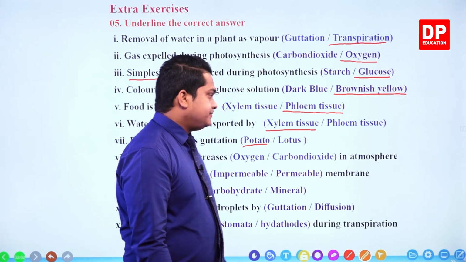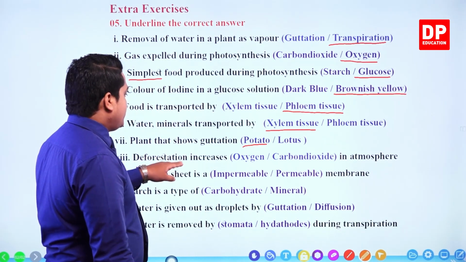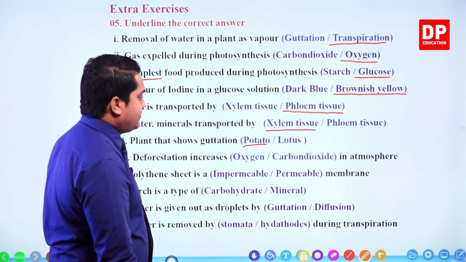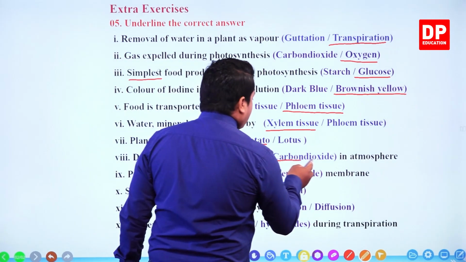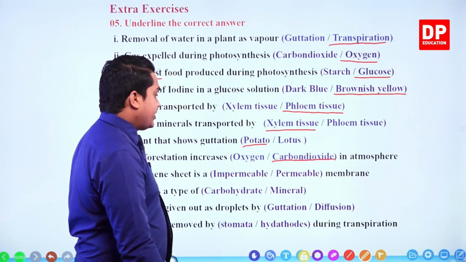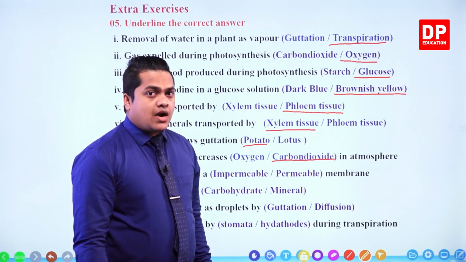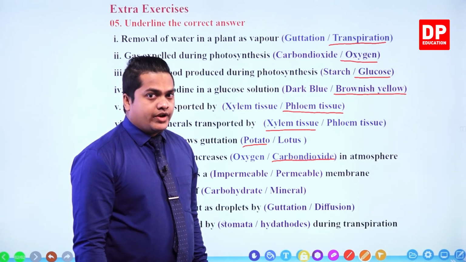So here, deforestation increases oxygen or carbon dioxide gas in the atmosphere. Carbon dioxide gas is going to increase during deforestation, right? During deforestation, carbon dioxide gas is the one which is going to increase.